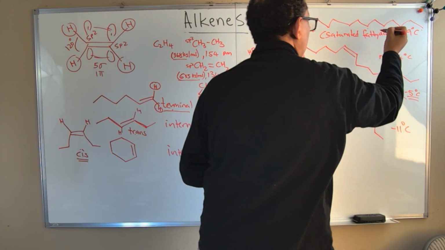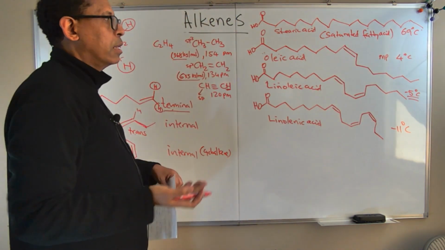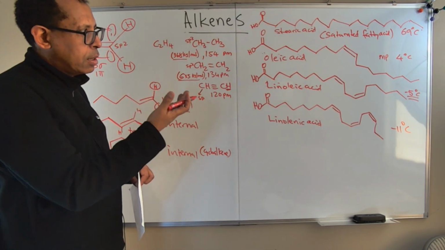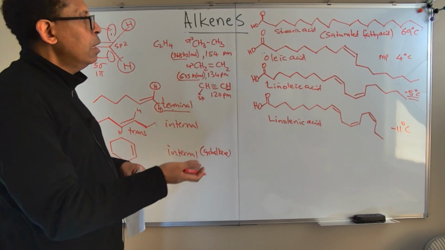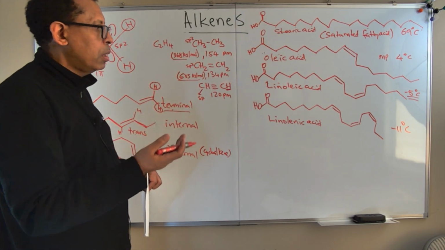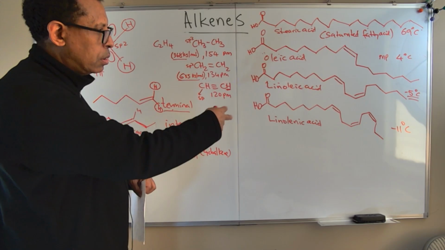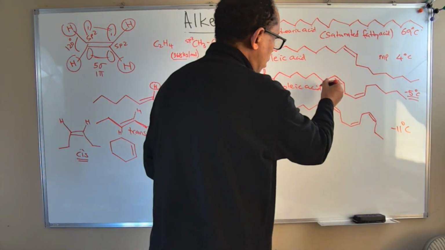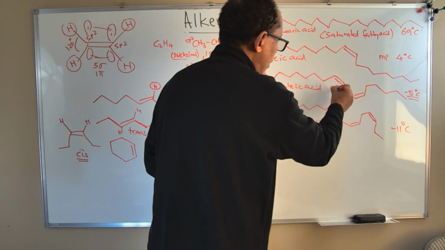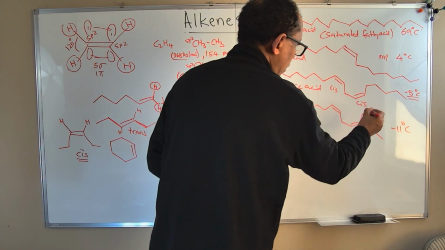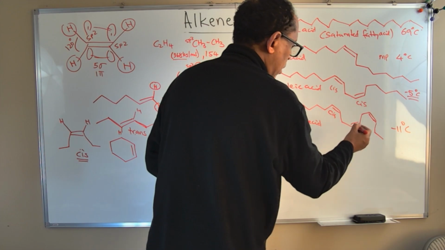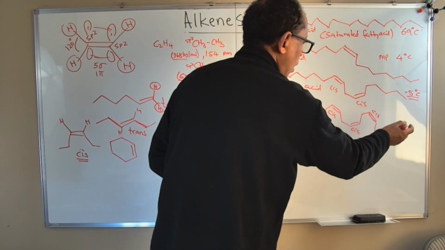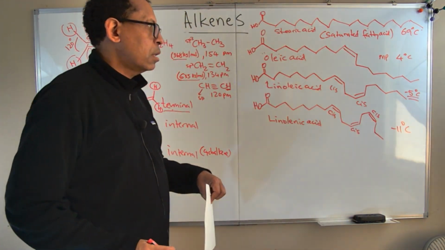So double bonds in alkenes have significant application in biological systems. That's where they exist, making cell membranes and so on. There are also some with 3 double bonds. All of them are cis. This is cis, this is cis as well, this is cis, not unsaturated trans fat. This is cis, this is cis. It goes to -11 degrees Celsius.